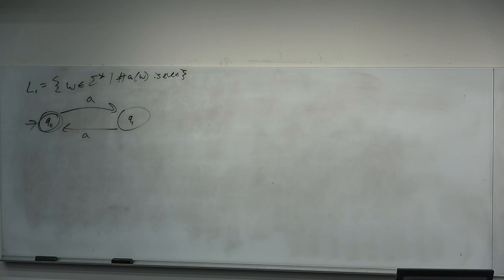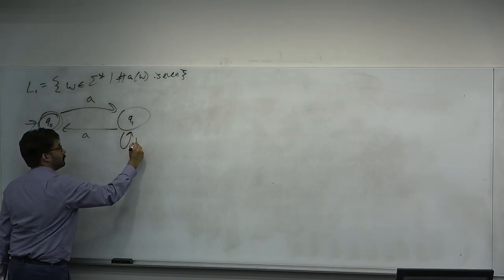Now, if our alphabet is A, B, we need A and B transitions. Where should we put those? On Q0, if you see B, you should go back, because your number of A's won't change. And then the same on the other side, because your number of A's won't change.